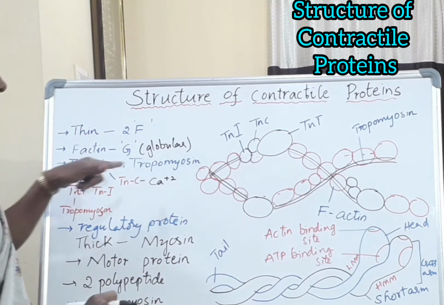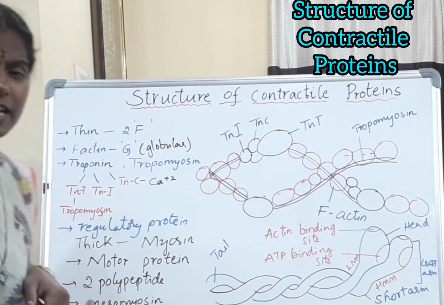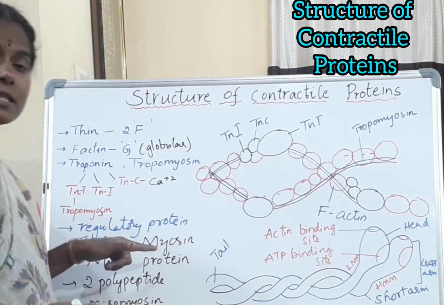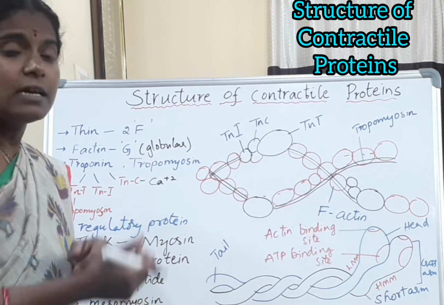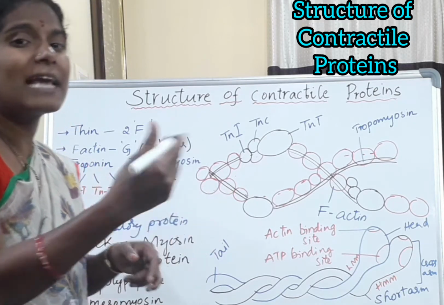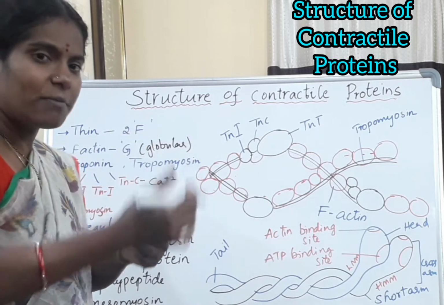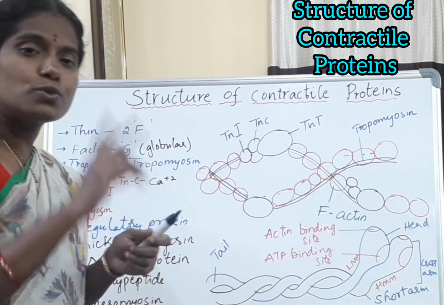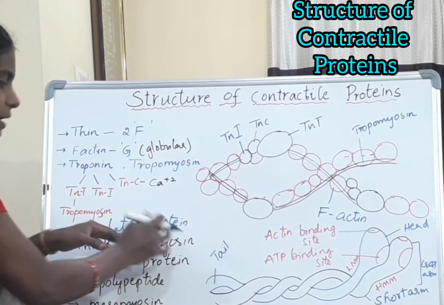So that was about the actin filament. Next is the thick filament, that is myosin. This thick filament, myosin, is the motor protein. It is called a motor protein because it converts chemical energy, ATP, into mechanical energy. To get energy for contraction, it gets energy from ATP, so it is called a motor protein. It constitutes two polypeptide chains, and these two polypeptide chains constitute the myosin filament.